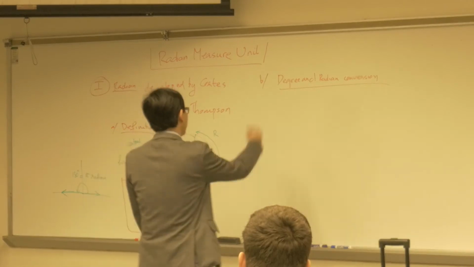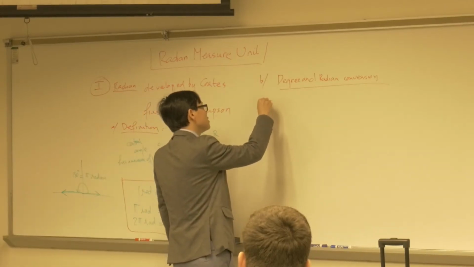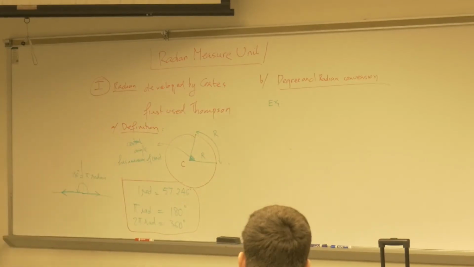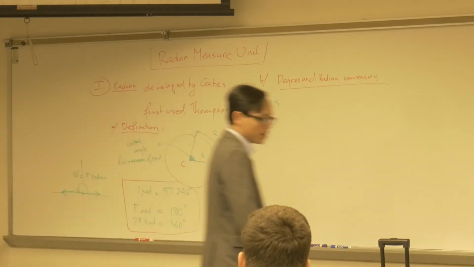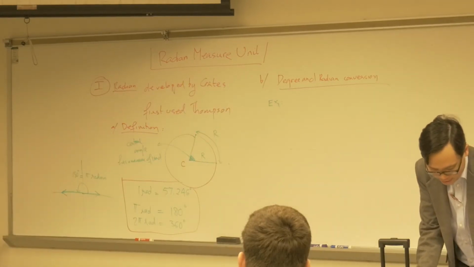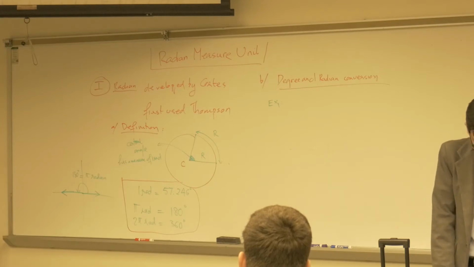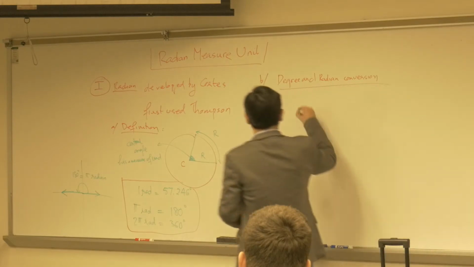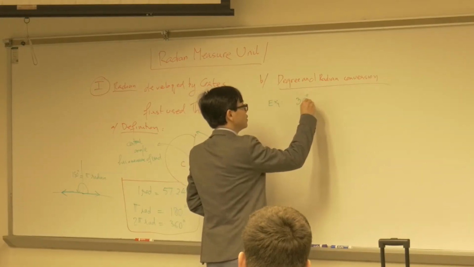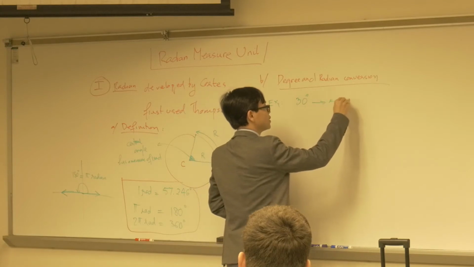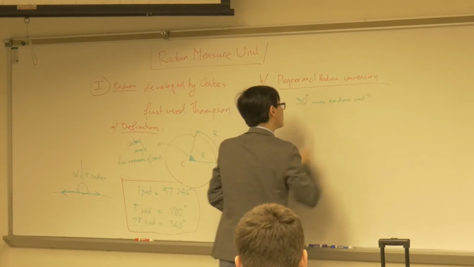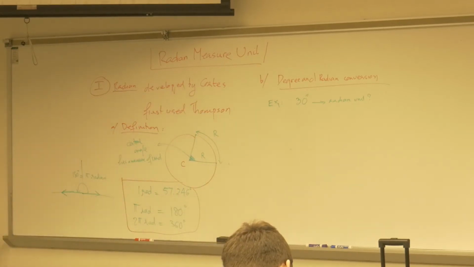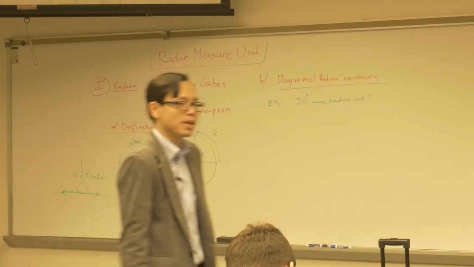Okay. Let's look at the first example. I want to convert, how about an easy one? Just 30 degrees to radian unit. How many radians for 30 degrees? That's what it means.